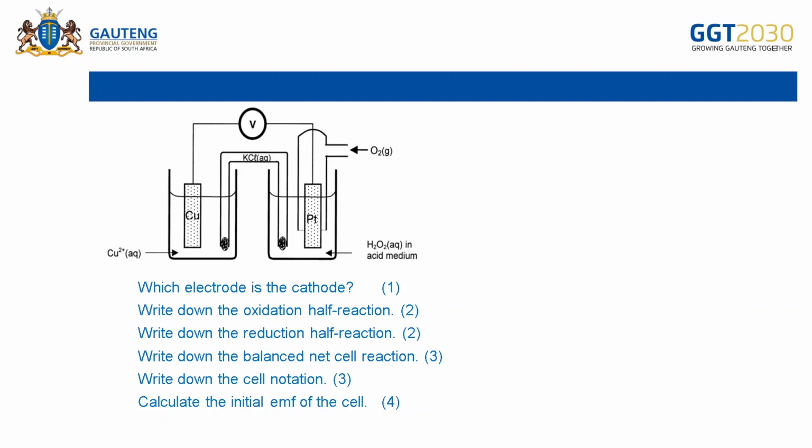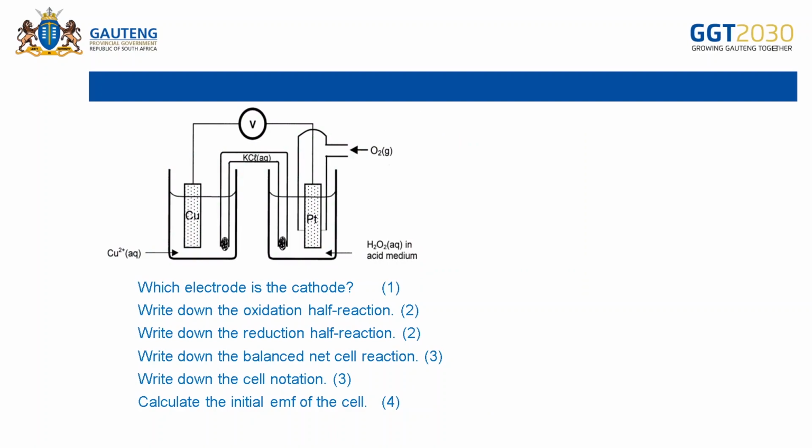So let's start. Which electrode is the cathode? You study the diagram. I'm looking at copper. I'm looking at platinum. Where is the cathode? Just to give you a tip, remember what I said? Cathode is where reduction takes place. So now you need to check, is reduction taking place at the copper? Is reduction taking place on the platinum? You have to check that. But what are we getting? We are getting that, in this case, platinum is the cathode. So platinum, that's where the cathode is.